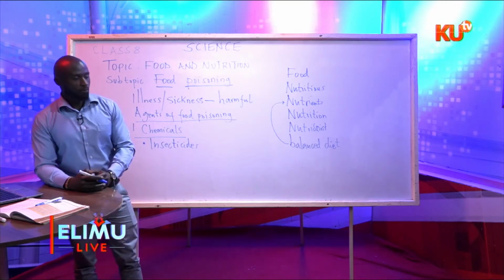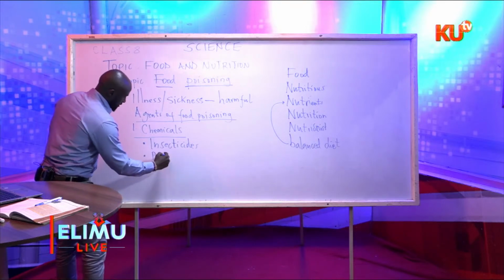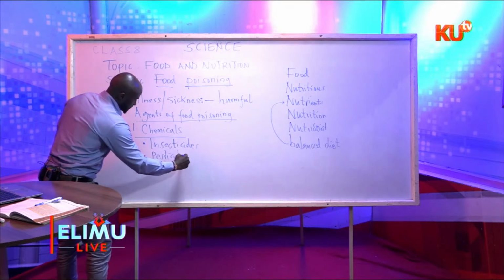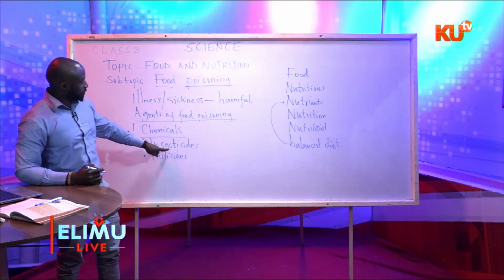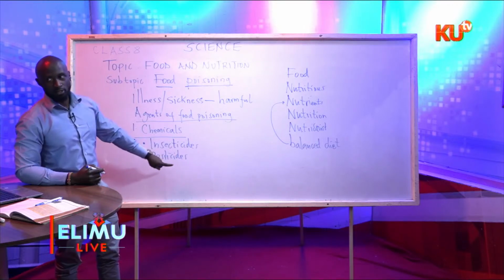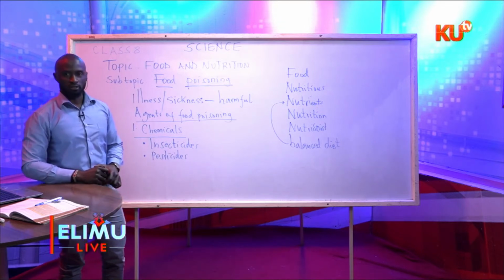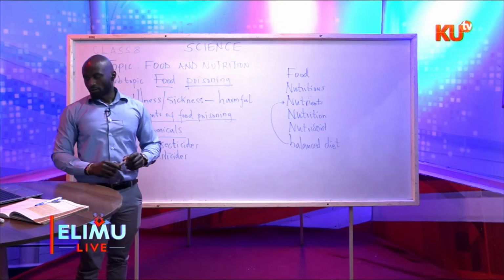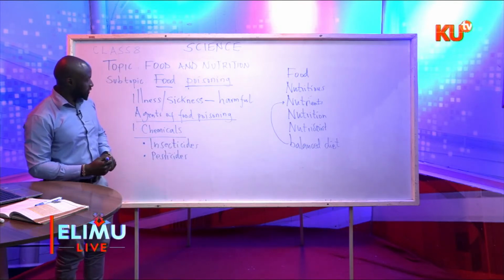Number two, an example of chemicals, we talk of pesticides. While insecticides are chemicals used to deal with insects, from the word pesticides, you get the word pests. So these are chemicals that are used to control pests. So these are some of the chemicals that are found at home.